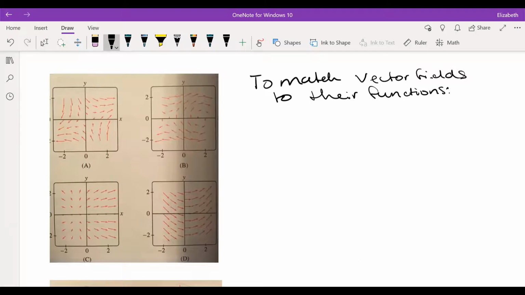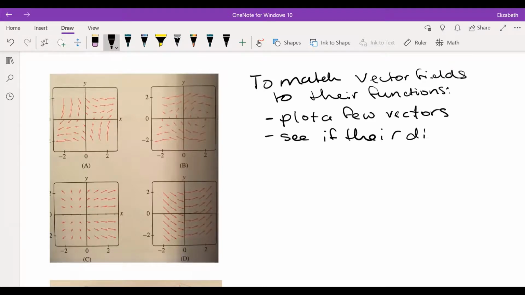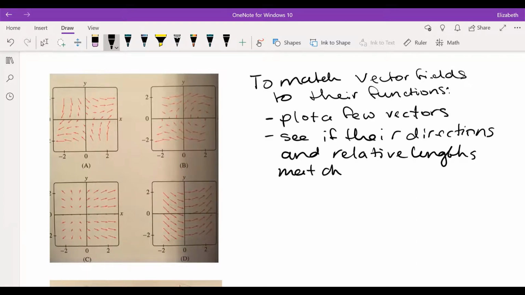I mean, you really just have to do what you do above: plot a few vectors, and primarily you want to focus on the directions and relative lengths. Match any of your images.